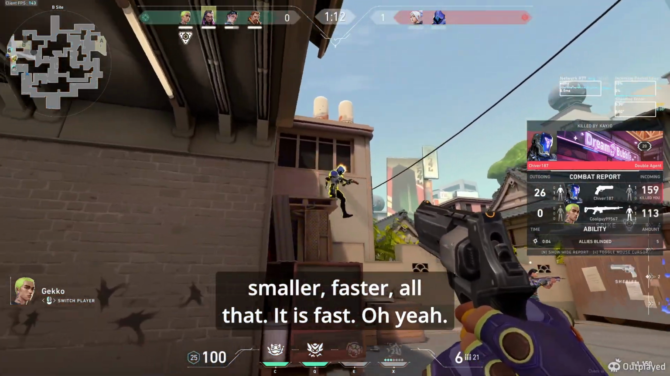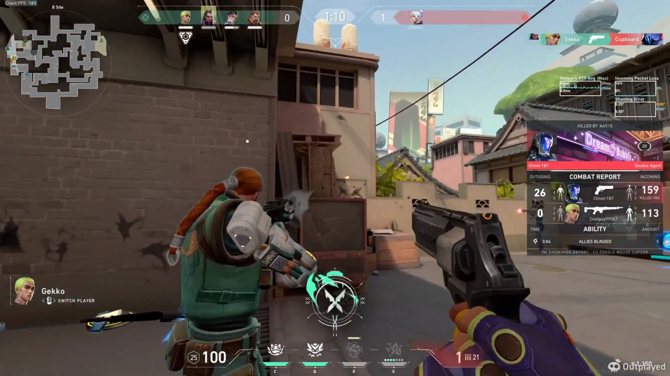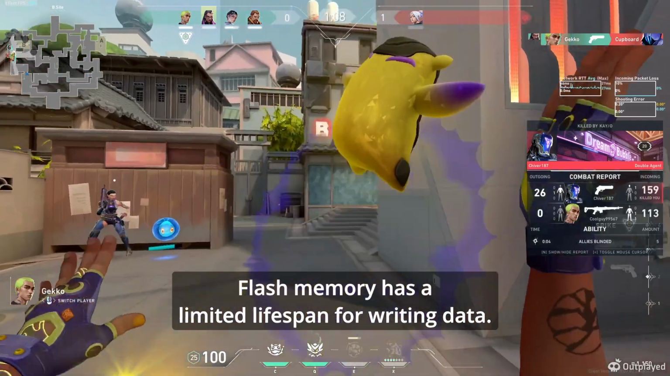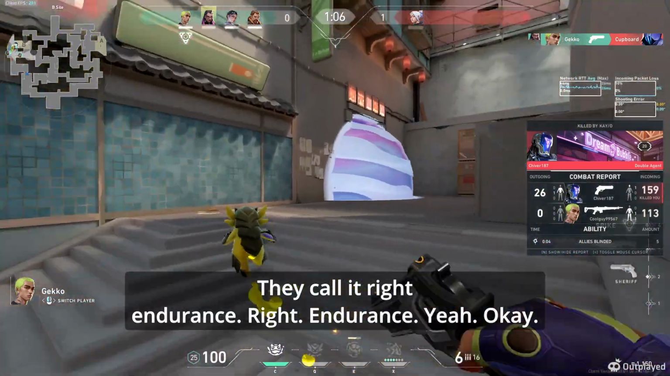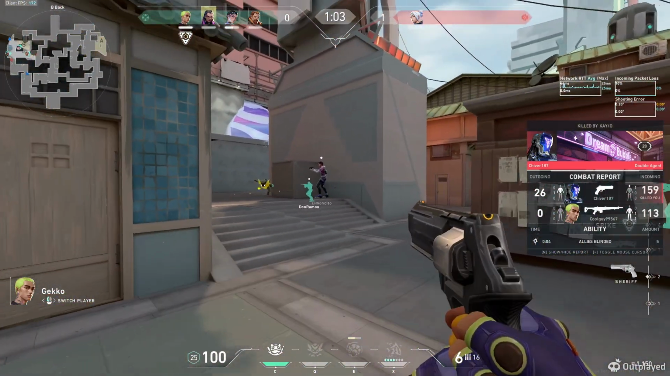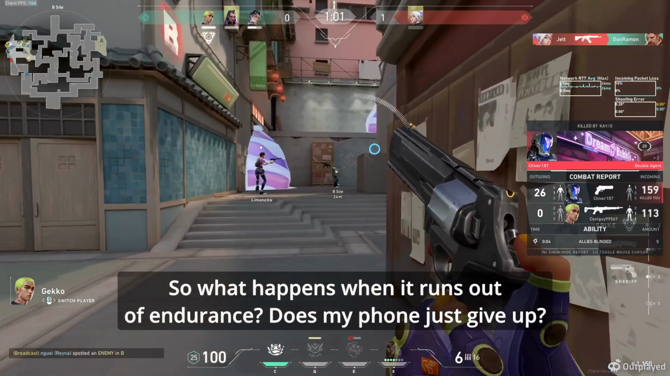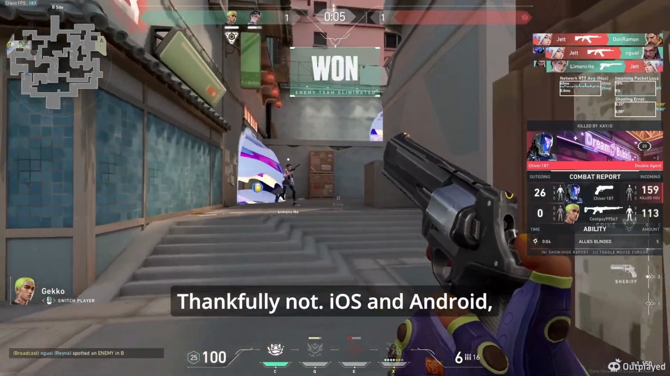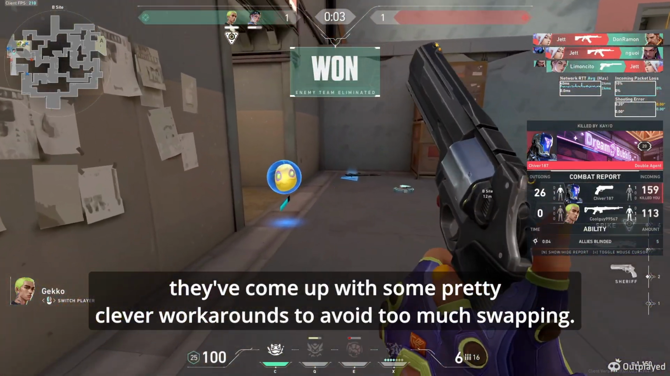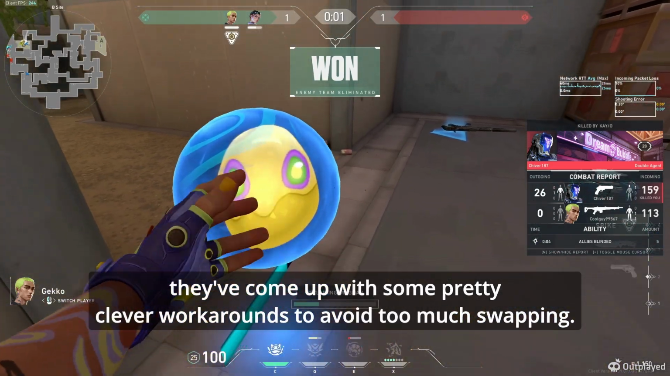It is fast? Oh, yeah. But there's a trade-off. Flash memory has a limited lifespan for writing data. They call it write endurance. Right, endurance. Okay, so what happens when it runs out of endurance? Does my phone just give up? Thankfully not. iOS and Android, they've come up with some pretty clever workarounds to avoid too much swapping.